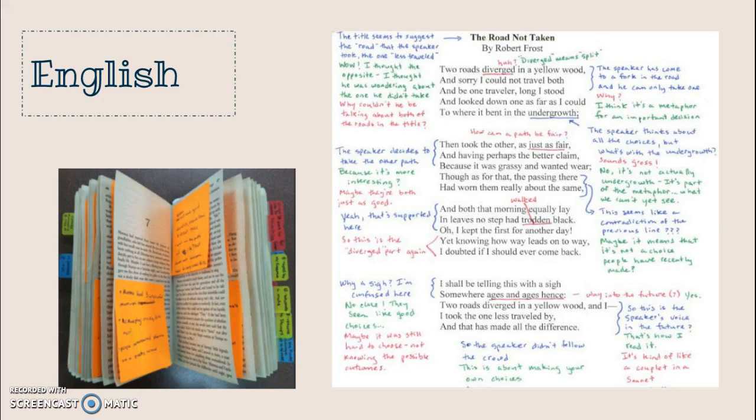Here is an example of how annotating can be used in English. Students can write directly on the paper when annotating a poem, or students can write on Post-it notes and place them in the book if they do not or cannot write in the text.